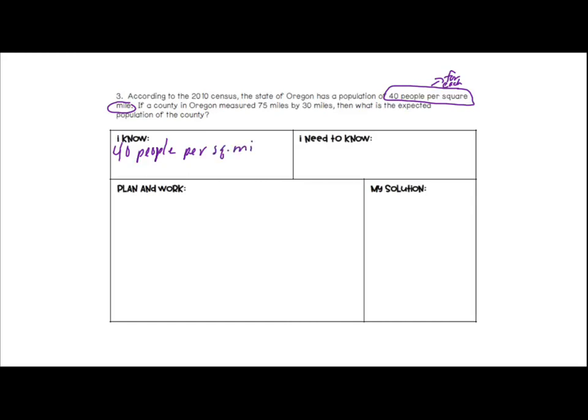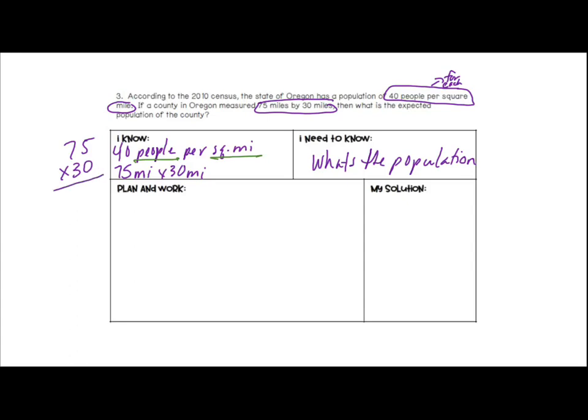If a county in Oregon measured 75 miles by 30 miles, then what is the population? So we know that we have one that's 75 miles by 30 miles, and we need to know what's the population. So this is going to require me to do some math up front. I am comparing in my ratio people and square miles. So that means I need 75 by 30 to give me square miles. So I'm going to have to multiply 75 by 30 to figure that out. So once I do this, I'm going to find out that it's going to be 2,250.